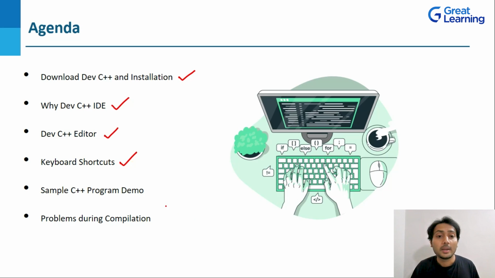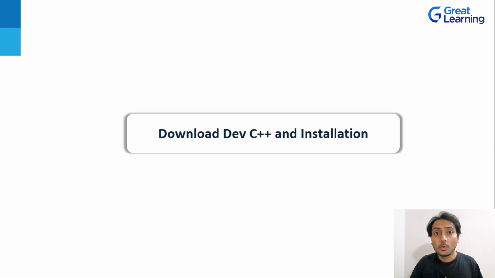Then we are going to type in a sample C++ program and see the features of this Dev C++ IDE. And lastly, we will also check out a few problems which you might face during compilation of your C++ program. So without further ado, let's get started with this Dev C++ course. We'll see how to download the Dev C++ IDE and how to install it in our system. So let's get started then.